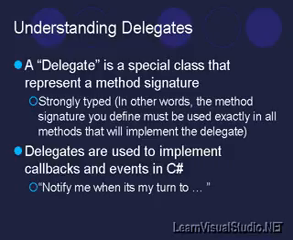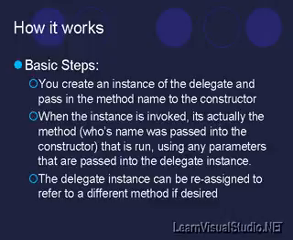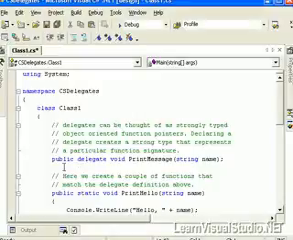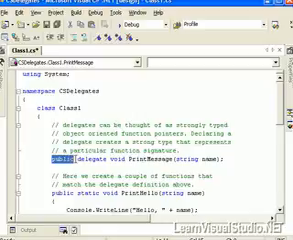In this video, I'm going to demonstrate how to create delegates in C#. Now, if you're familiar with C++ or C in the past, you'll note that delegates are a lot like function pointers. There's one major difference. Delegates are object-oriented, and they're strongly typed.